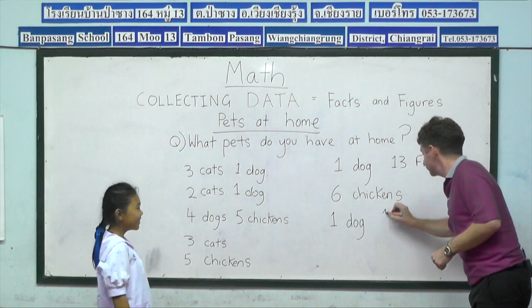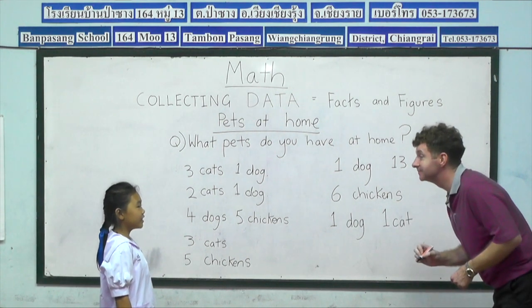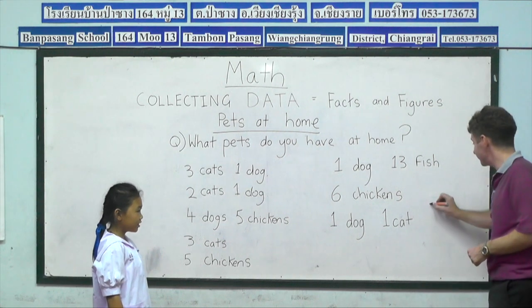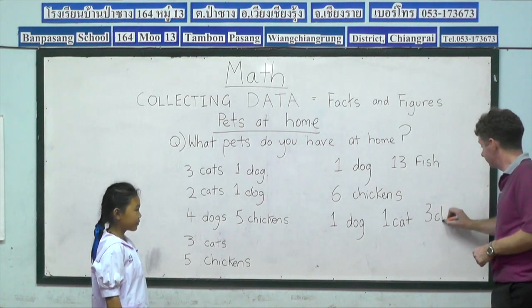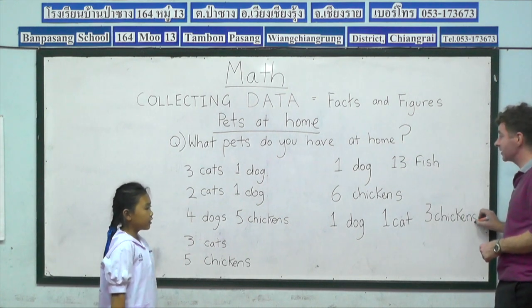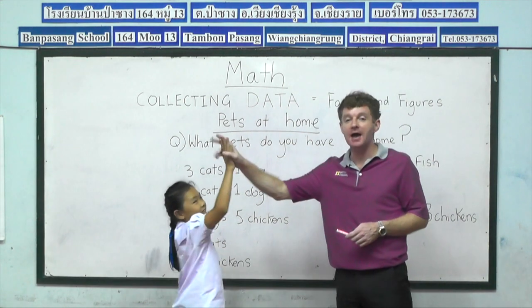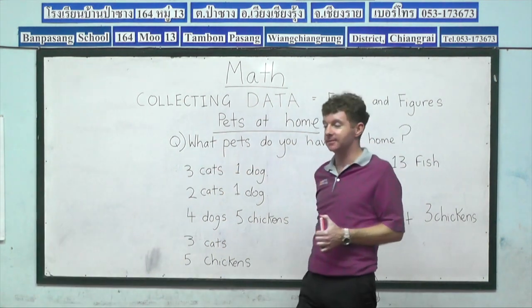One cat. And 3 chickens. Excellent. One dog, 1 cat, 3 chickens. Nadia, that's excellent. High five, big round of applause for Nadia.